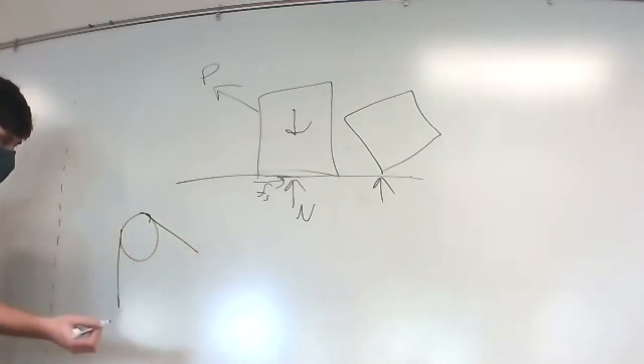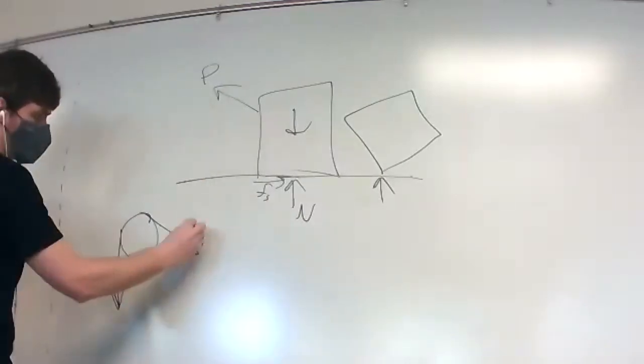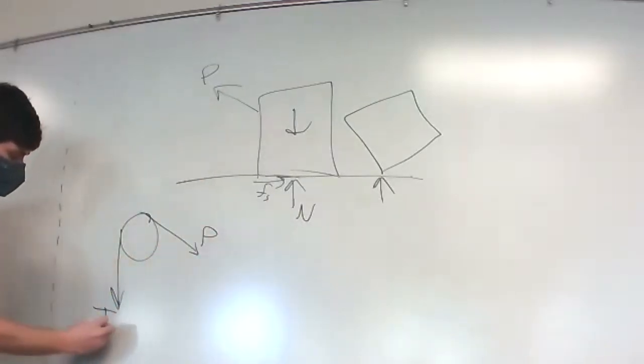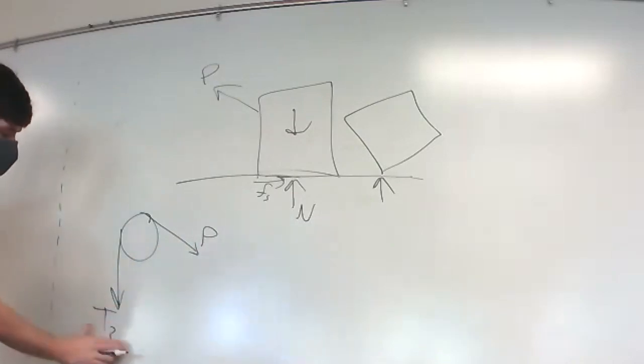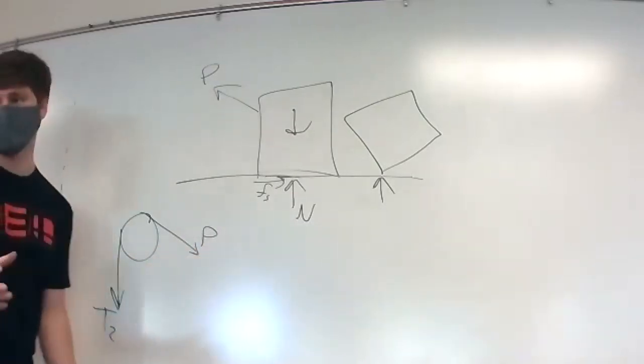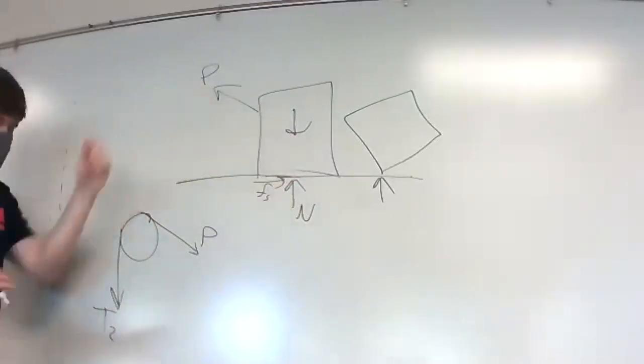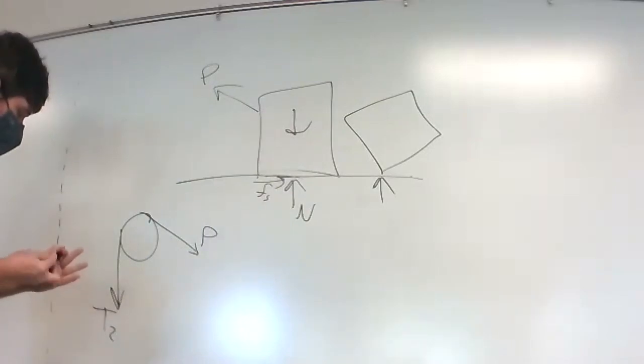Because you'll have something like this. This looks familiar, I hope. This P would be here, and this would be your T2. When finding this T2, you use the P that's going to cause impending motion first. That would be the lower one that you find between slipping or tipping.